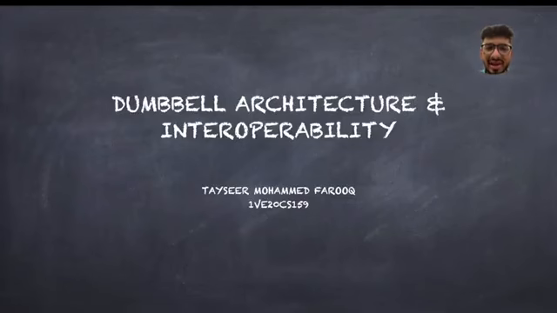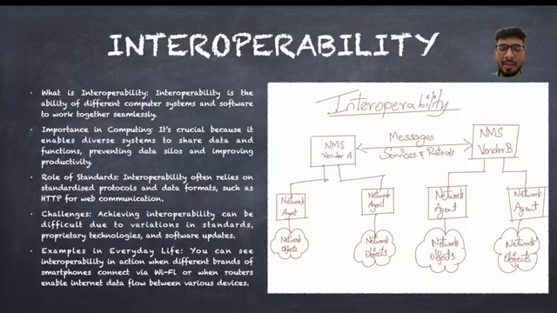Everyone, my name is Taisir and we are going to learn about Dumbbell architecture and interoperability. So what do you mean by interoperability? Interoperability is the ability of different computer systems which are connected to work seamlessly.